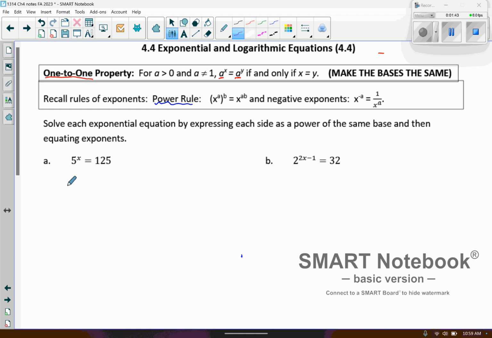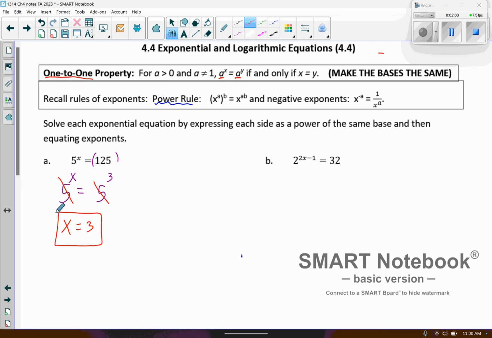So I have 5 to the power of x, and 125 is the same thing as 5 to the power of 3, right? 5 times 5 times 5. Then I cancel out those common bases, and I just get x equals 3. And there we are.